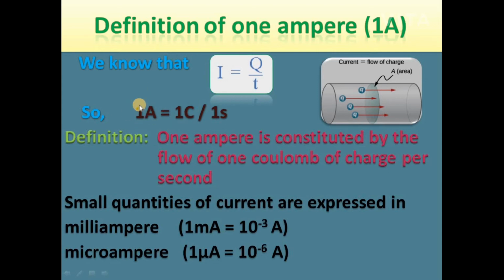And also the smaller quantities of current can be expressed. What are those? Milliampere and microampere. 1 milliampere is equal to 10 to the power of minus 3 ampere, and 1 microampere is equal to 10 to the power of minus 6 ampere.